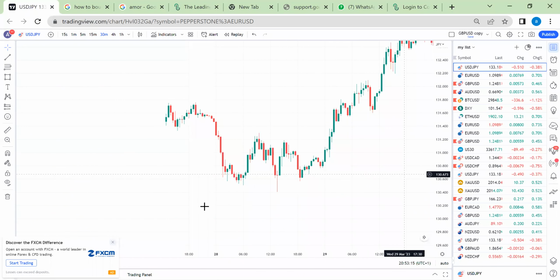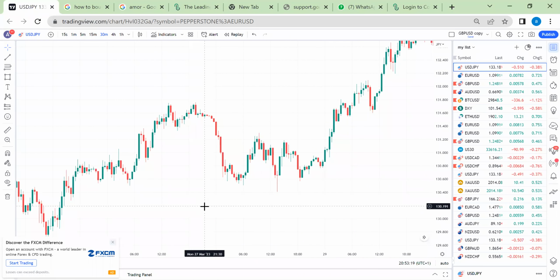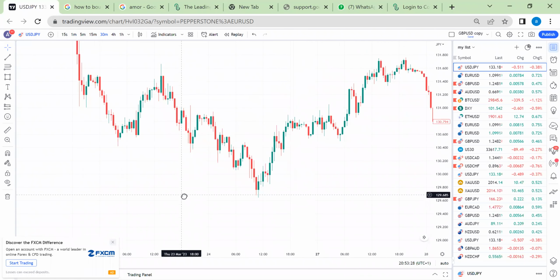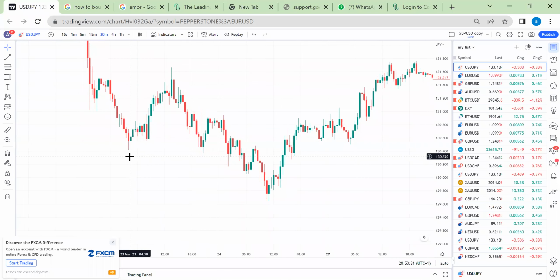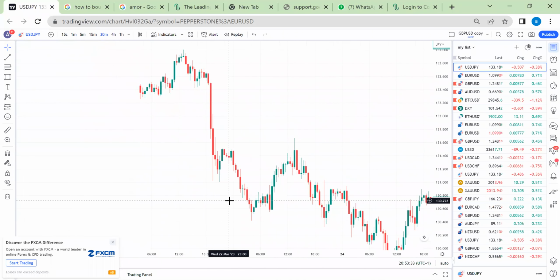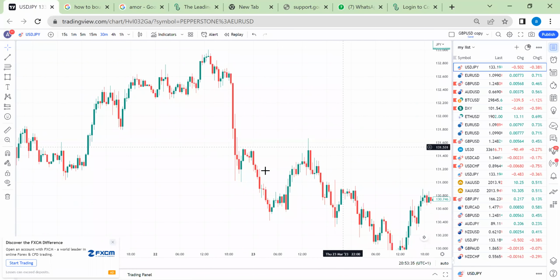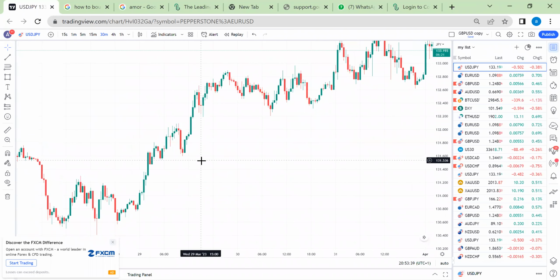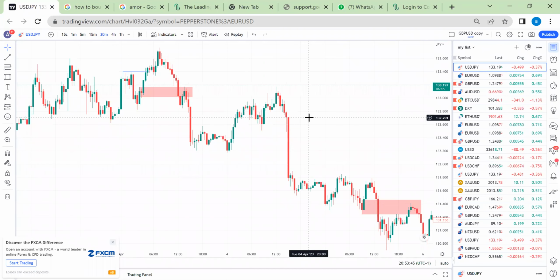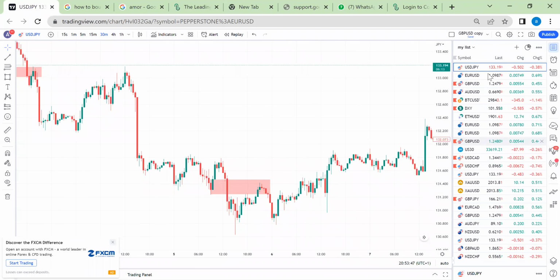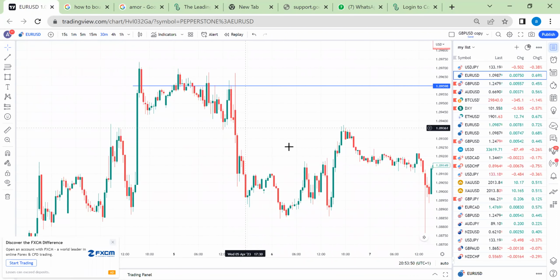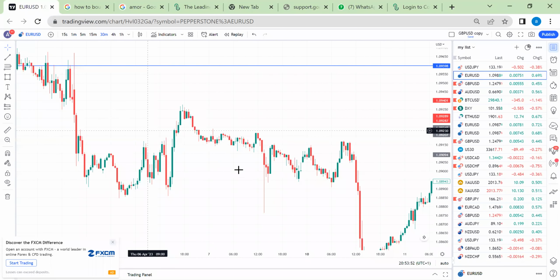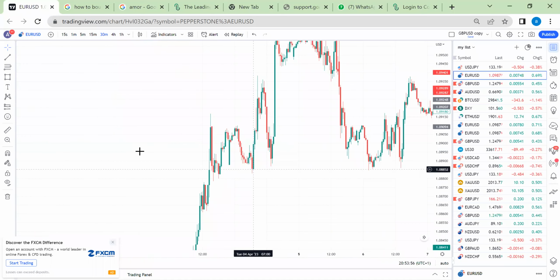Let me see if I can find one more. By the way, that's just what breaker blocks are. It's just a failed order block. When price breaks through an order block and price returns to it, then we have a breaker block. So I hope that is clear. Let's find more examples of all these things we have spoken about so far. Okay, let's look for more examples.